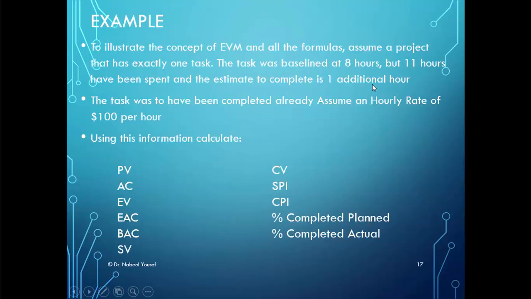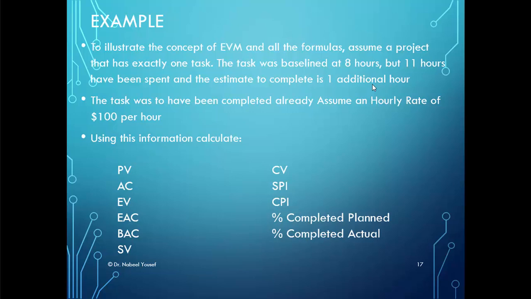To illustrate the concept of earned value management and all the formulas, assume a project that has exactly one task. So instead of having multiple activities, we have one task. The task was baselined at 8 hours, but 11 hours have been spent so far, and the estimate to complete is 1 additional hour. That's a total of 12 hours instead of 8 hours. The task was to have been completed already.